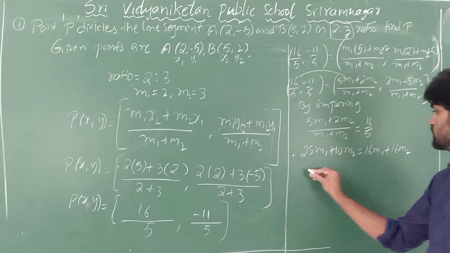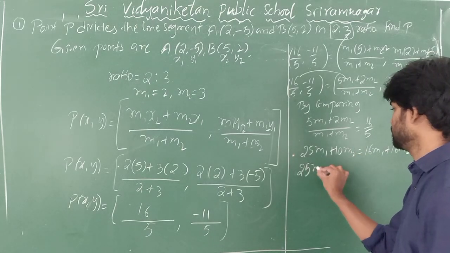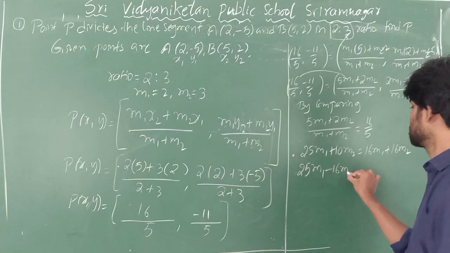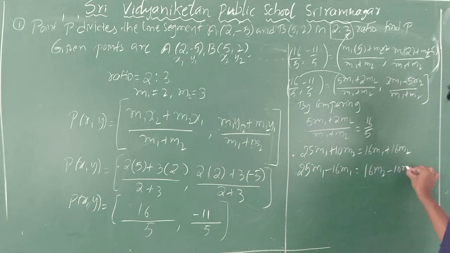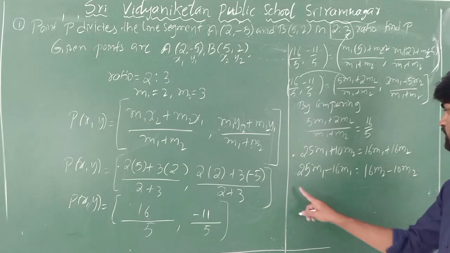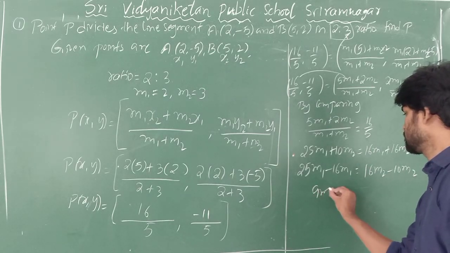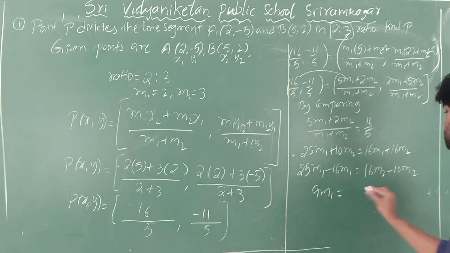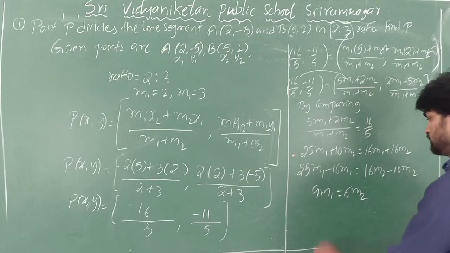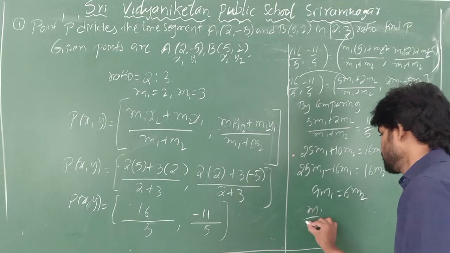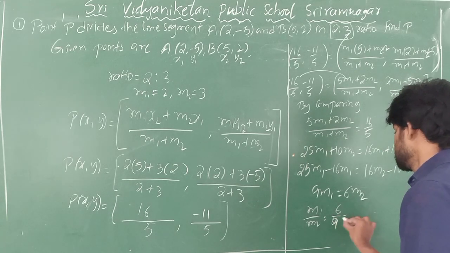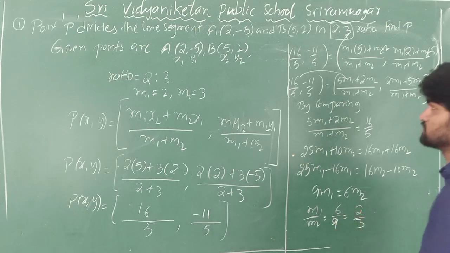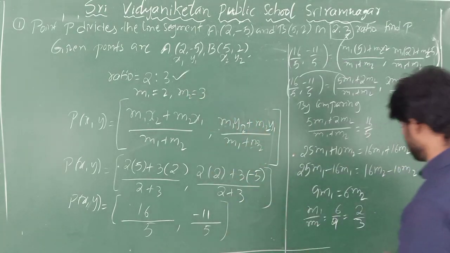So take this m1 side. 25m1 minus 16m1 equals 16m2 minus 10m2. What is the value here? 9m1 is equals to 6m2. We want m1 by m2, so take this m2 to this side. So m1 by m2 is equals to 6 by 9. 6 by 9 is 2 by 3. So we got this ratio.